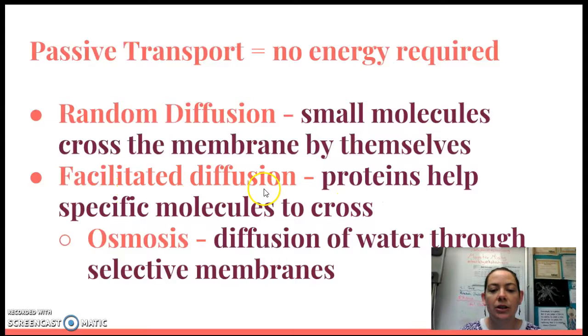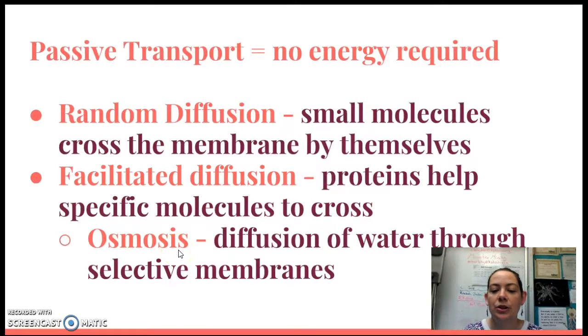Now, facilitated diffusion needs a little help from proteins. There are lots of proteins in the cell membrane, and some of them are special channels that let specific molecules in, like aquaporins let water in and out. These proteins let a specific molecule cross the cell membrane without using any energy. Those molecules are just going in, depending on the concentration. If there's more concentrated outside of the cell, those things will tend to flow in. If there's more of a substance on the inside of the cell, it'll tend to go out so that things are spread out. A specific example of this is osmosis.